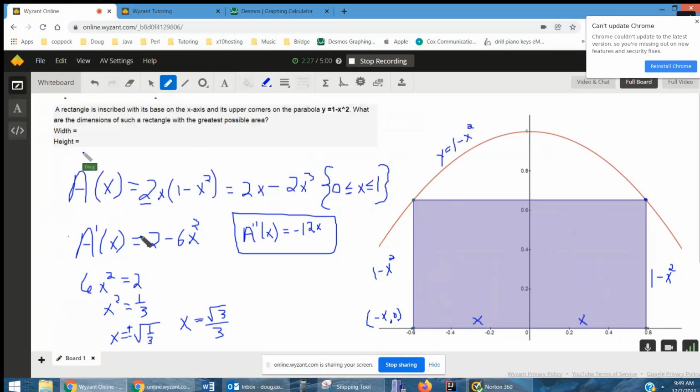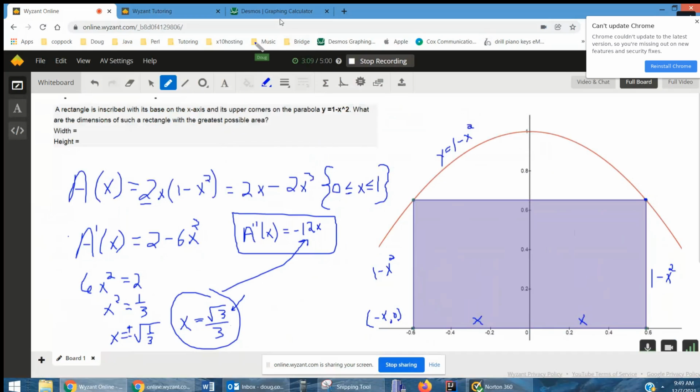But if I set A prime equal to 0, that'll give me my critical numbers. So 6x squared equals 2, x squared equals 1/3, x equals plus or minus the square root of 1/3. I'm choosing to let x be this little positive distance here, so radical 3 over 3. Now, if I plug this number into the second derivative, I see that I get a negative number. So by the second derivative test, this number is giving me a relative maximum for the area.